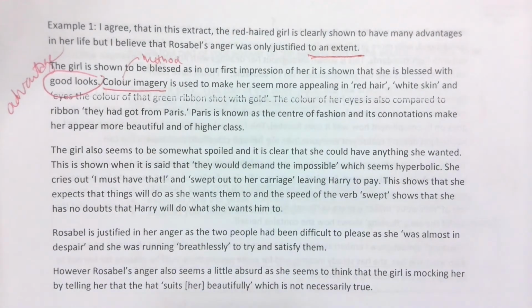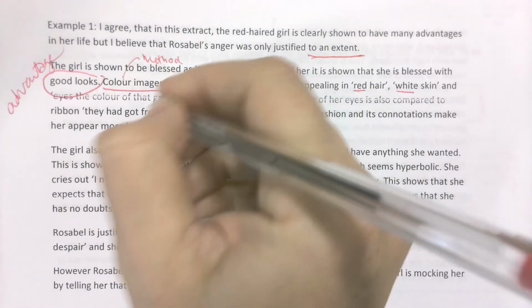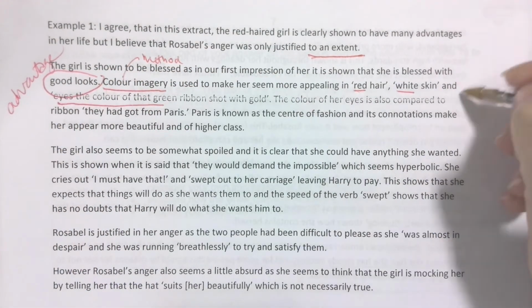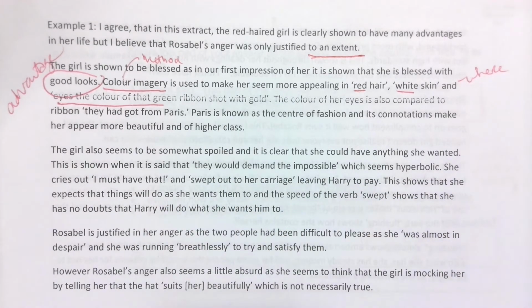Method is used to make her seem more appealing: red hair, white skin, and eyes the color of green. So there's our where, and there's our method. But we need more why, right? Why do those good looks make her seem advantaged?